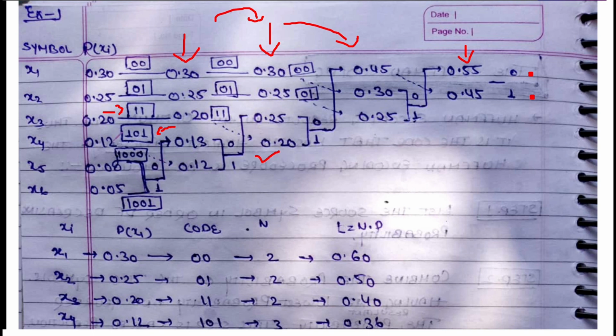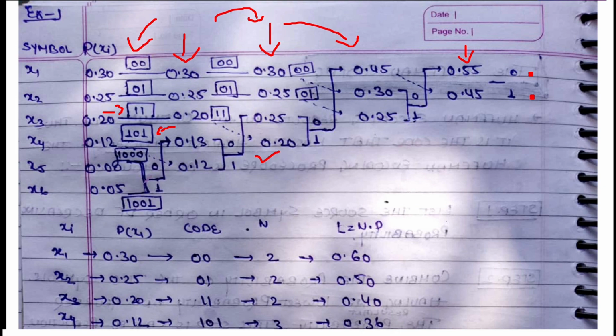And when you reach the very first column, then you can finalize your code. So this way x3 and x4 have been done. So just now we considered 0.45. Then when you start considering 0.55, you will be able to get the other codes as well. So the other codes have been mentioned here. You can verify your answer.